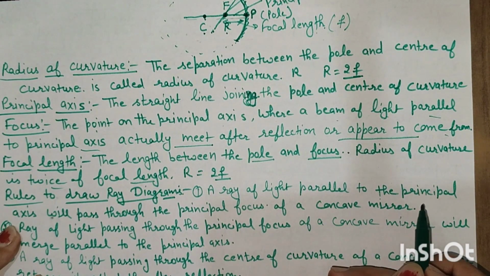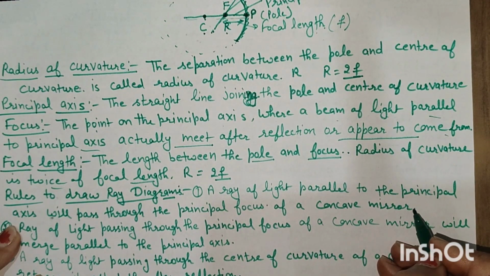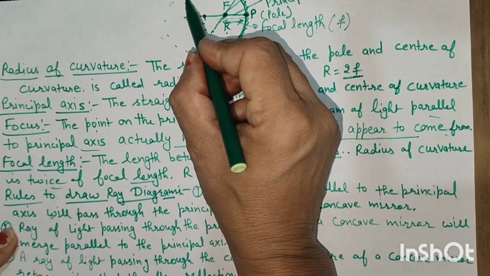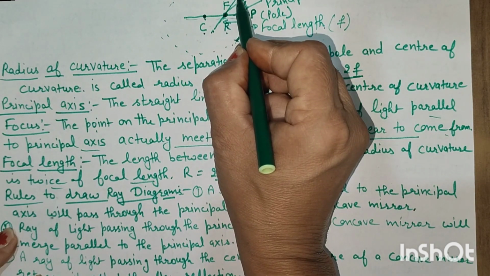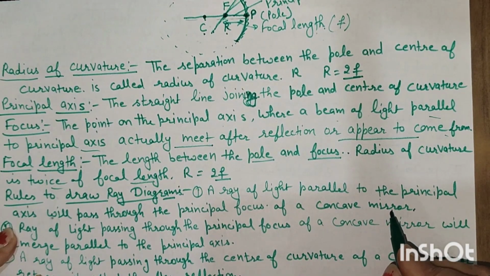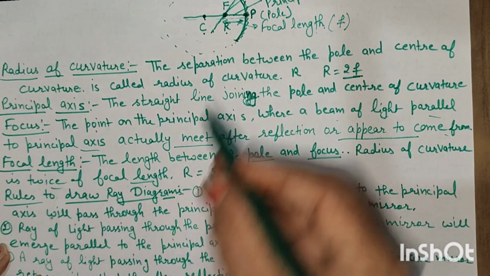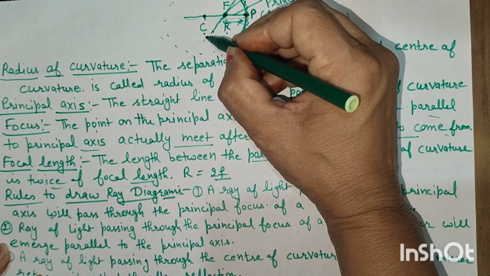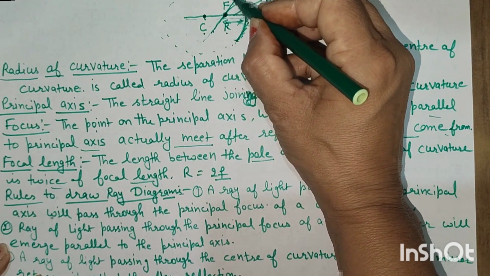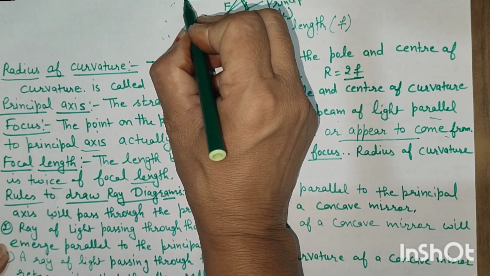A ray of light parallel to the principal axis will pass through the principal focus of a concave mirror, and after moving parallel it will always move from the focus. A ray of light passing through the principal focus of a concave mirror will emerge parallel to the principal axis. If a ray of light moves from the focus, then it will move parallel to the principal axis.